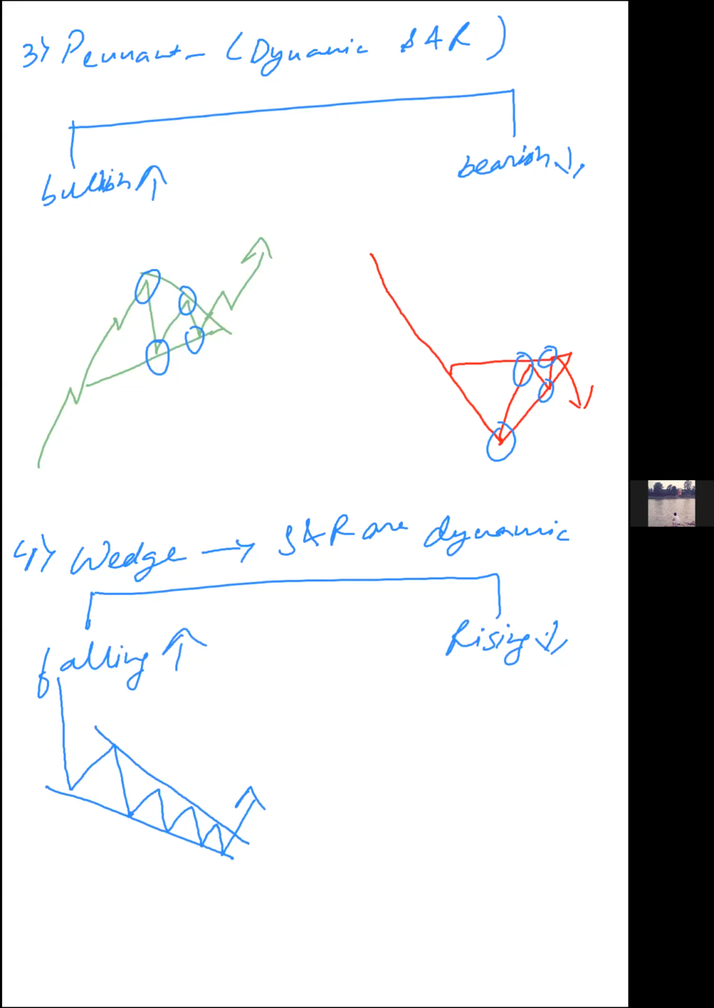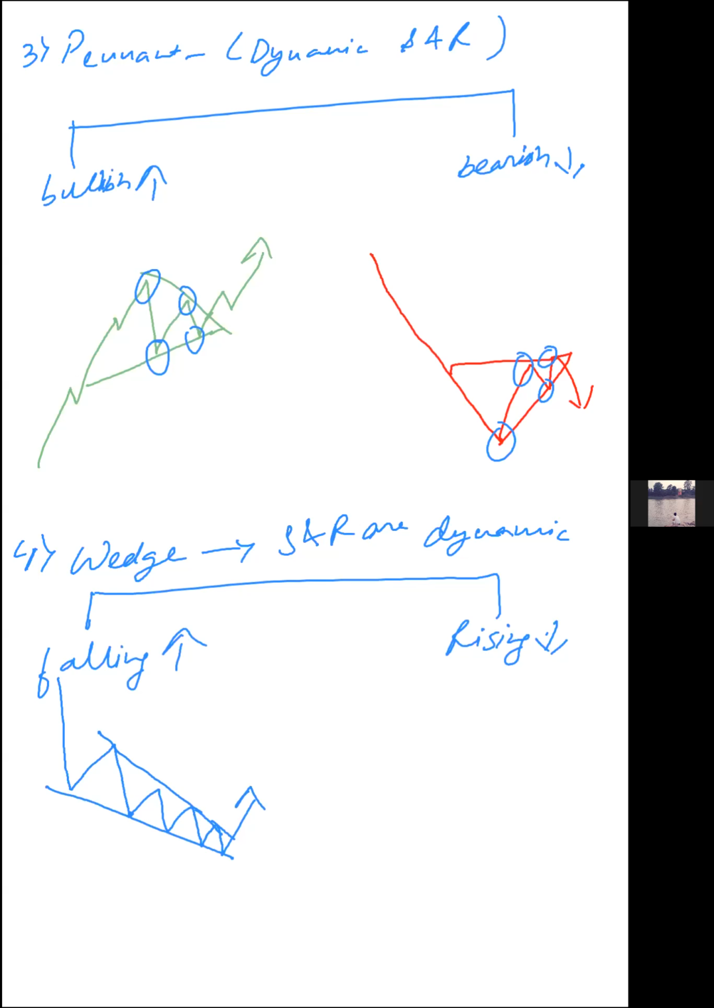A falling wedge is a series of lower highs and lower lows. It is a series of lower highs and lower lows. And this is where it differs from a PNAND. Many students ask me, what is the difference between a wedge and a PNAND? So this is the key difference. PNAND is lower highs and higher lows, and the falling wedge is lower highs and lower lows.